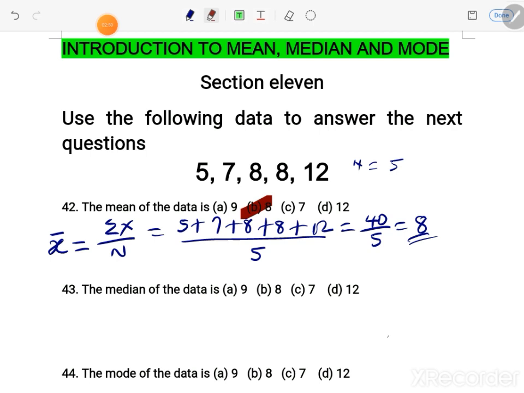Now, let's go to the median. The median of a distribution is the number or the score that appears at the middle when arranged in ascending or descending order. But for this distribution, we don't need to do any arrangement because it is already arranged in ascending order. So we can simply look out for the number that appears at the middle. So we have 5 here, 5 off, 7, 7 off. So we have 8 being the number that appears at the middle of that distribution. So 8 is the correct median.